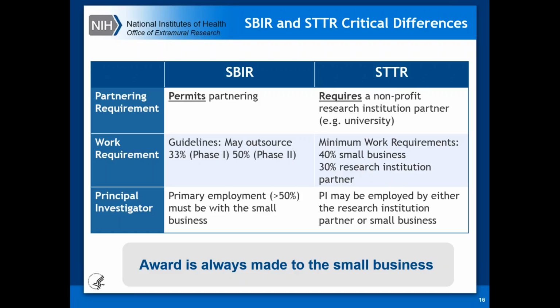Under the SBIR, with respect to the principal investigator, the primary employment, or greater than 50%, must be with the small business. Under an STTR, there's a little bit more flexibility. The PI may be employed by either the research institution partner or the small business. And as I noted earlier, even in the STTR, an award is always made to the small business.